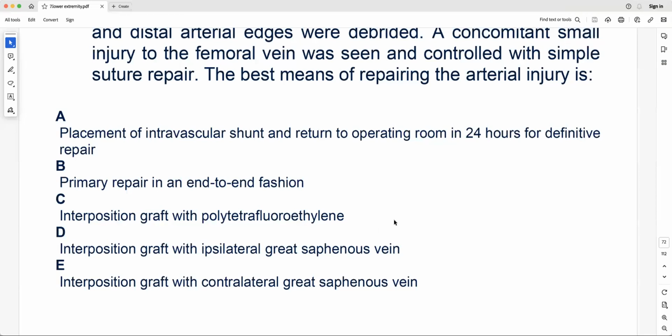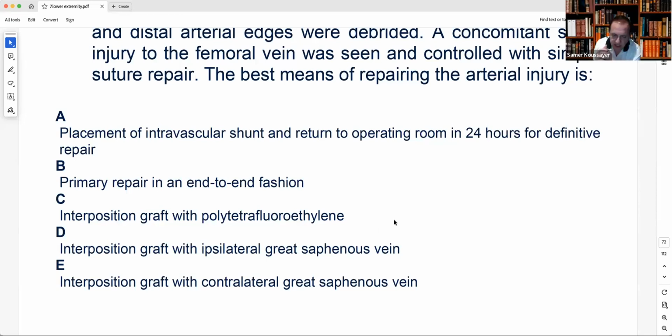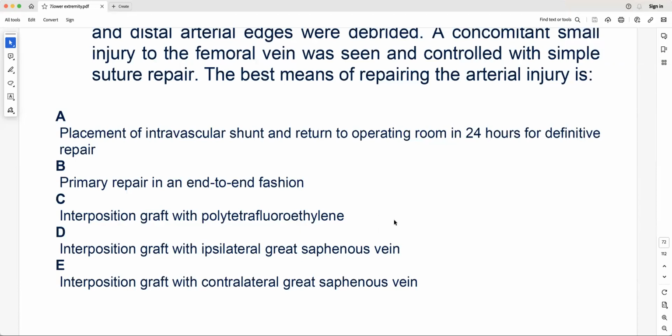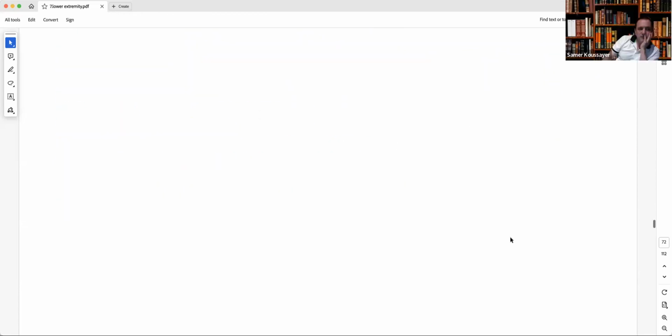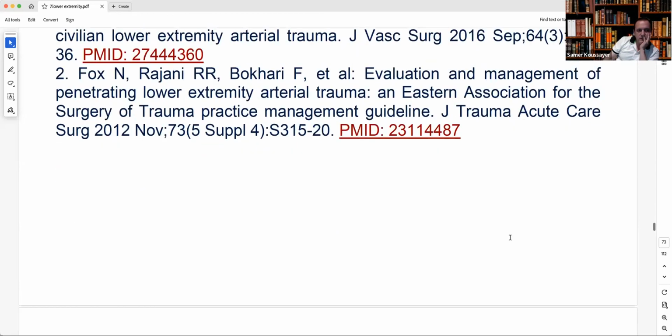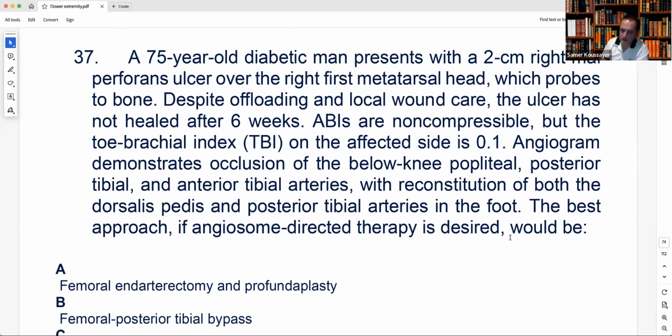Okay. But if you have a mismatch between the artery and vein, yes, you can do that. You can just do end to side and ligate the artery. But if you come to the exam, it should be an end to end anastomosis. Okay, great. All right, thank you so much. No problems. Let's go to the next question, which is 37.